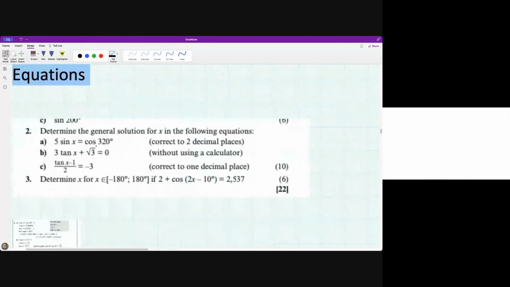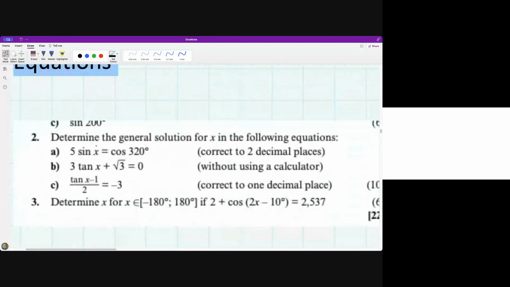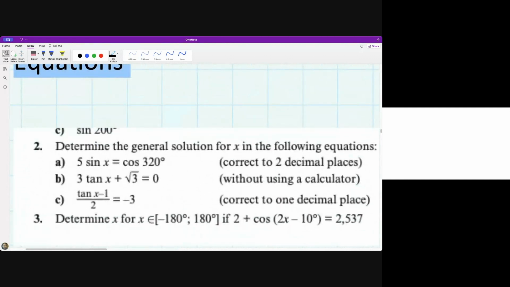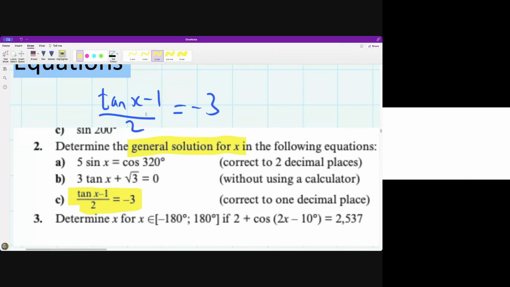Okay, I'm going to go to another example that's going to be a little bit of an upgrade. So what I'm going to do here is I'm going to focus on this equation over here. And I'm going to write it as tan x minus 1 over 2 equals minus 3. And you need to find the general solution. Now, this feels harder than the previous ones. What do I have to do to get started with this one?